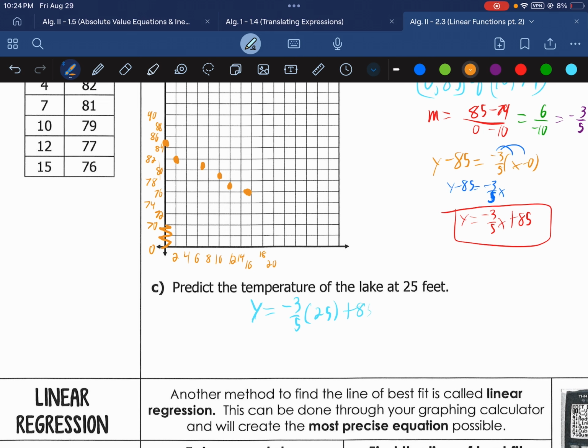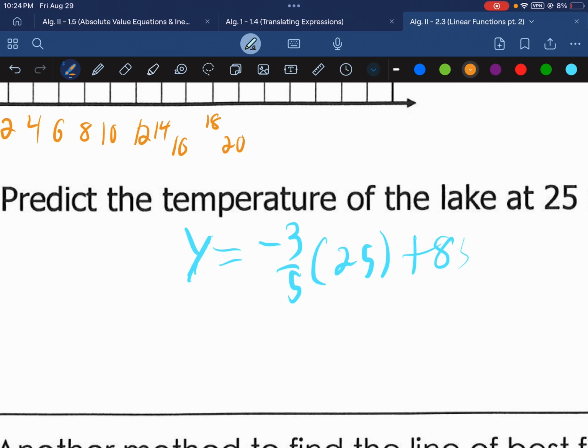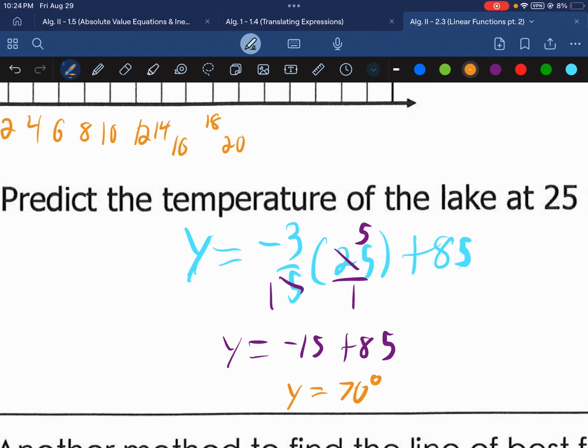So now here, I'm going to multiply negative 3/5 times 25, and I'm just going to put that 25 over 1 and look to reduce and make this 1 and 5. And get y equals negative 15 plus 85, as I'm at 85 up here. I didn't write very well, apparently. And that means y would equal 70. So it would be 70 degrees Fahrenheit, approximately.